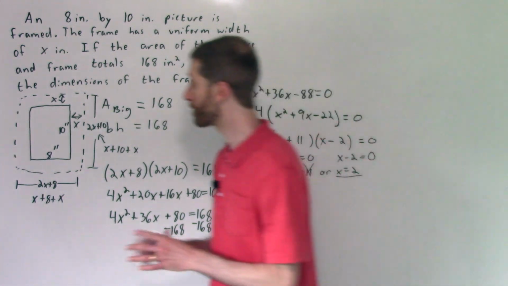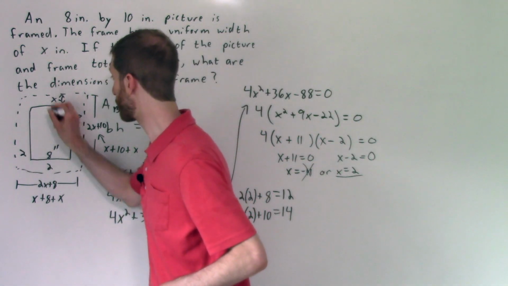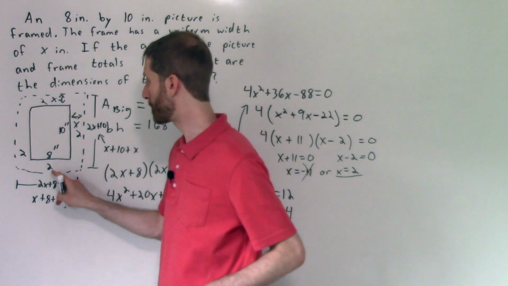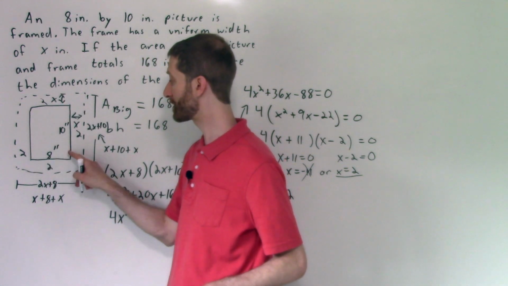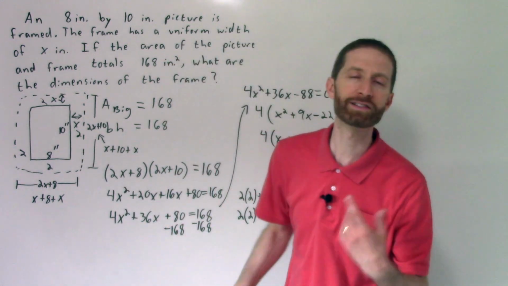Makes sense. We found that the width here, here, here, and here is 2. So it would be 2 plus 10 is 12 plus 2 is 14. 2 plus 8 is 10 plus 2 is 12. Yeah, it's a lengthy problem.